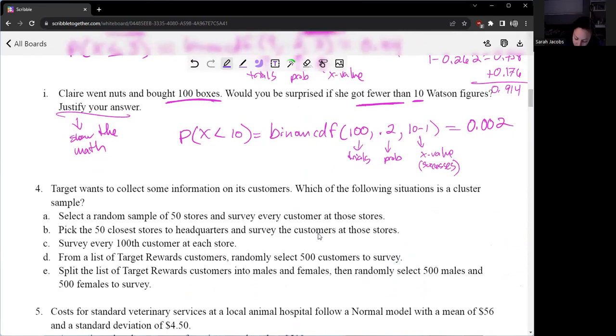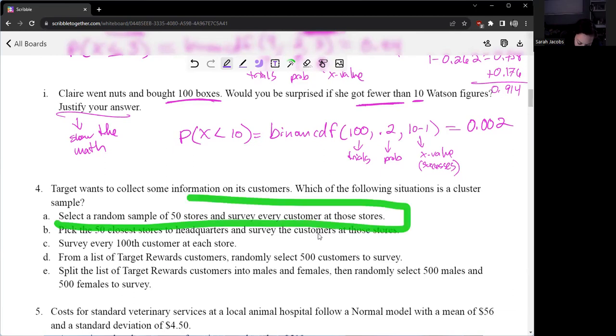Target wants to collect some information on its customers. Which of the following situations is a cluster sample? So cluster sample, remember, is all of some. So we're going to pick some locations, groups, whatever, randomly. It has to be picked randomly. And then we're going to survey all of the people in that cluster, or all of the subjects in that cluster. So a random sample of 50 stores and survey every customer at those stores.